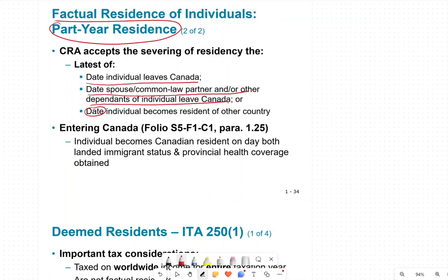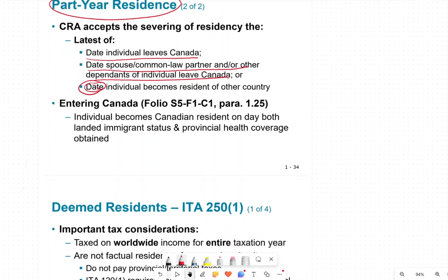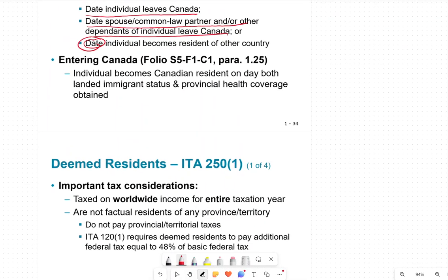Or the date your spouse or common-law partner and other dependents of the individual leave Canada. When we file taxes, when you do a tax return, if you have a spouse and your spouse leaves, you have to provide the date. If you have dependent kids, you have to provide the date that they left. And also, if you become a resident of another country, you have to provide the date.